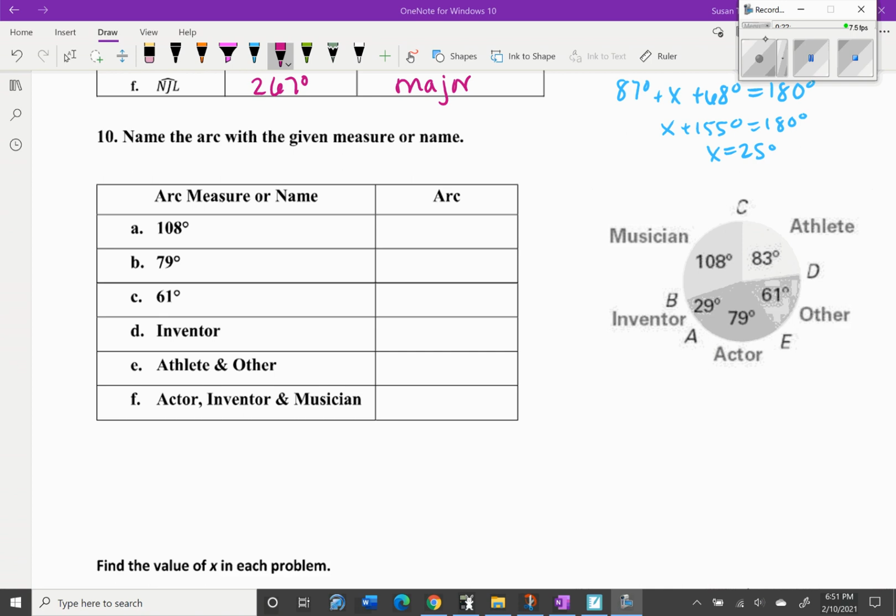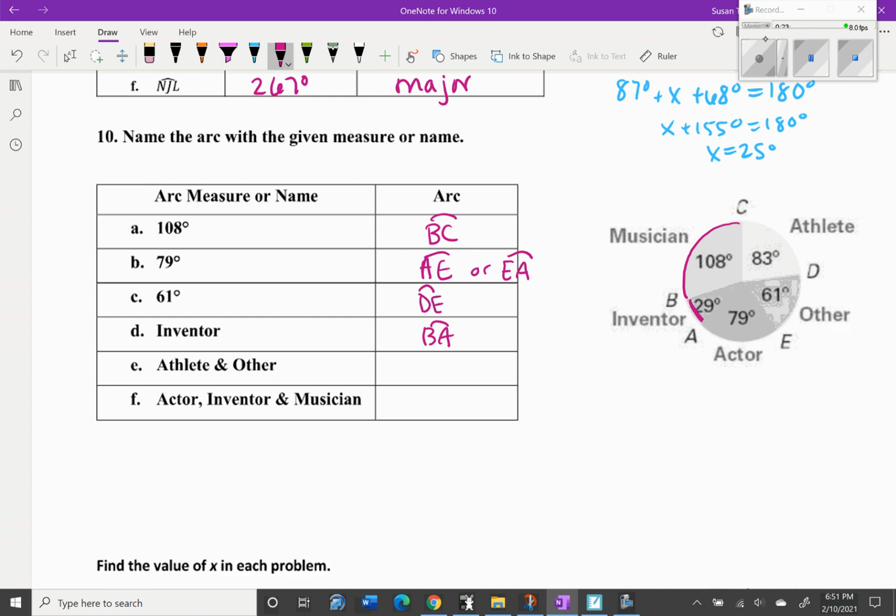All right, for the next part, given the arc measure, we're going to name the arc. So for 108 degrees, we can see that's from here to here. So that's arc BC, or you could say arc CB. It doesn't matter which order you write that in. 79 is arc AE, or again, you could write EA. 61 degrees would be DE or ED. The inventor would be right here, so that would be arc AB or BA.